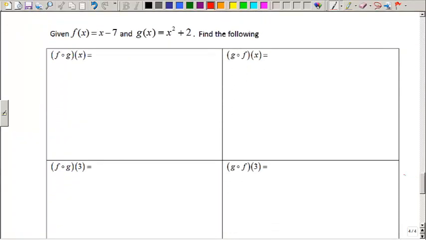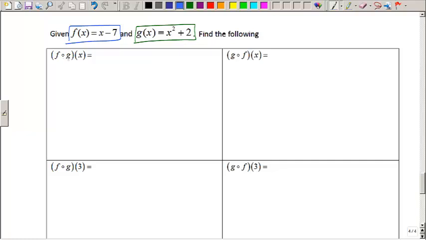So given this first example, f of x is equal to x minus 7 and g of x is equal to x squared plus 2, we're asked to find the following. Note that in the first problem we're asked to find f of g of x, and then right below it we're asked to find f of g of 3. So sometimes we're asked to find the composition of functions in terms of x, and sometimes we're asked to find the composition of functions given a certain value. For these examples, I'm going to use f of x is blue and g of x is green.